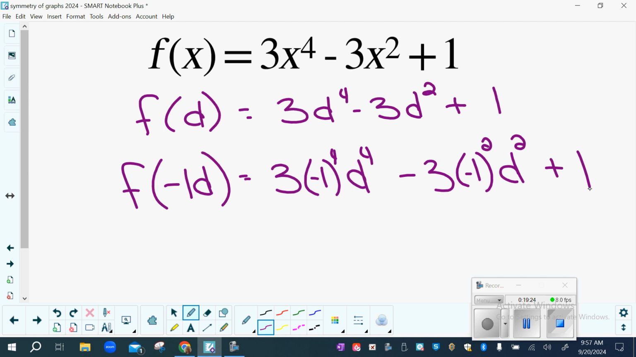Okay. Obviously, this and this don't look alike yet. So let's keep going. Hey, what happens if I go -1 times -1 times -1 times -1? What happens to all those negatives? The positive one, they cancel out, right? They all cancel out. So yay. Boom.